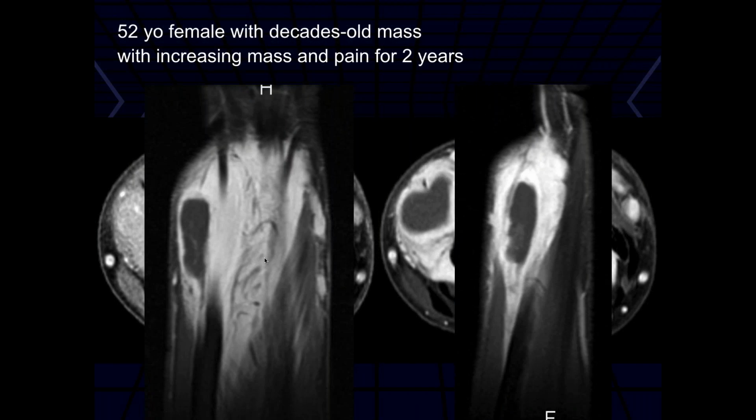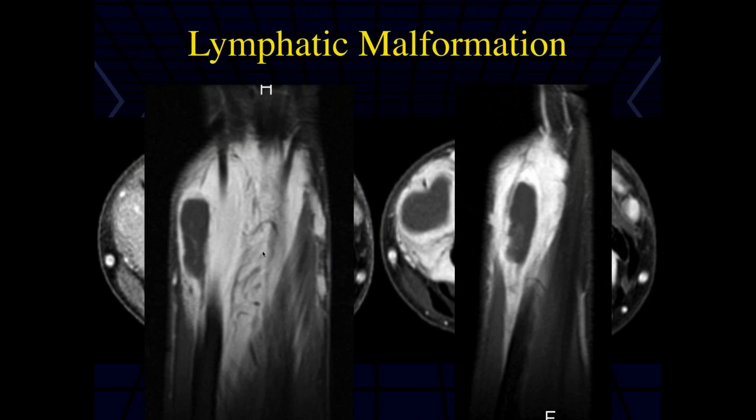Then I have the same image in the coronal plane, where I see that it is almost circumferentially involving the entire radius and ulna. Here's the pre and there's the post. Again, I keep mentioning this over and over: if you just had the post image, you'd say it's all enhancing. You can see how that could be misleading. This turned out to be another lymphatic malformation.